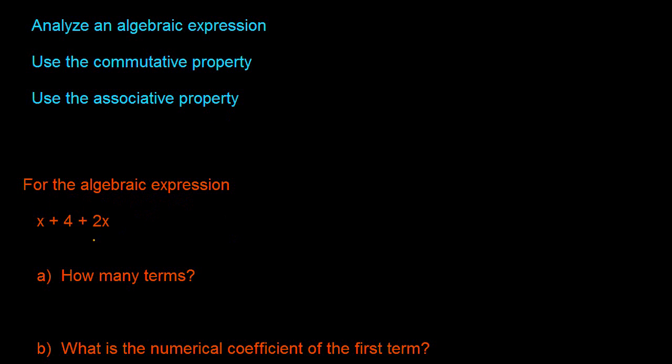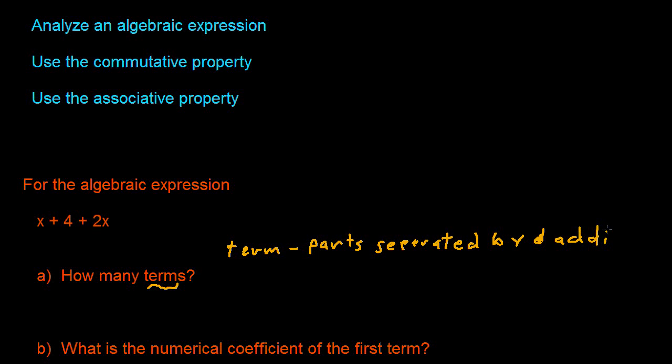For the algebraic expression, notice that it has variables and numbers. That's an algebraic expression separated by addition. And we'd like to know how many terms are in this algebraic expression. Well, we first better define what a term is. A term or terms are parts that are separated by addition. So parts that are separated by addition, that's what a term is.